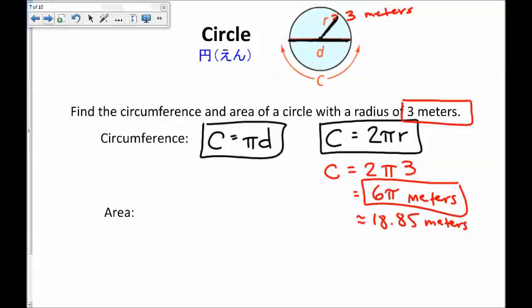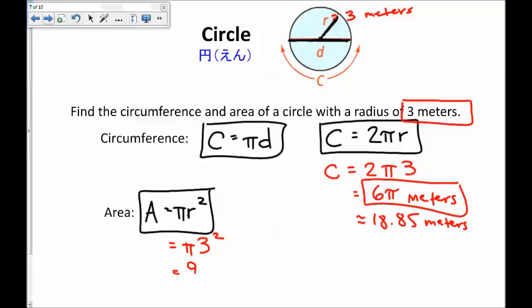Now, for the area of a circle, the formula is pi times the radius squared. Now, the radius is 3. So 3 squared means 3 times 3, which is 9. And so it's 9 pi square meters. If you want a decimal, 9 times pi is about 28.27 square meters.